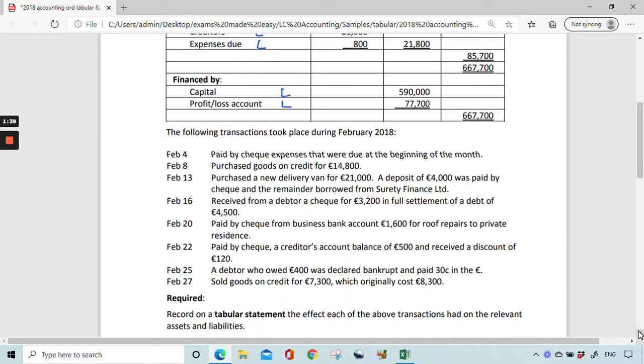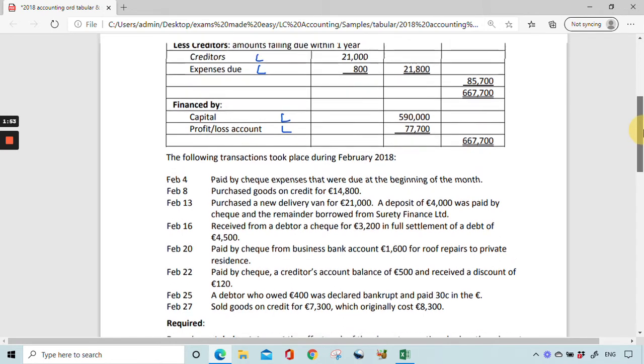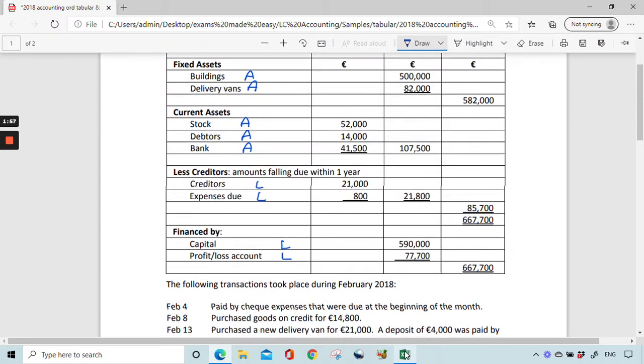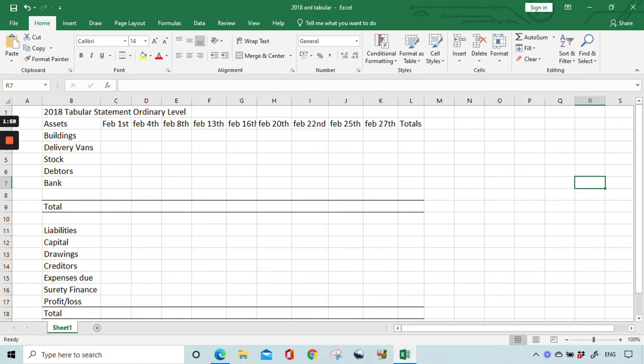You can see here there are transactions for the month from February the 4th down to February the 27th. We're going to go through each of these transactions and do what needs to be done. But the first thing we're going to do is, on the 1st of February, put in the assets and the liabilities. If I go to a spreadsheet here, you'll see I have it drawn out already. I have the assets and I have my liabilities. So I'm going to fill in what I have.